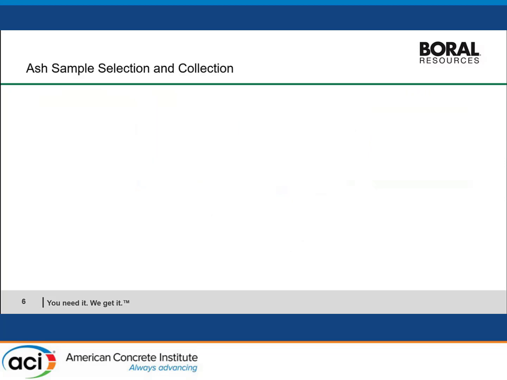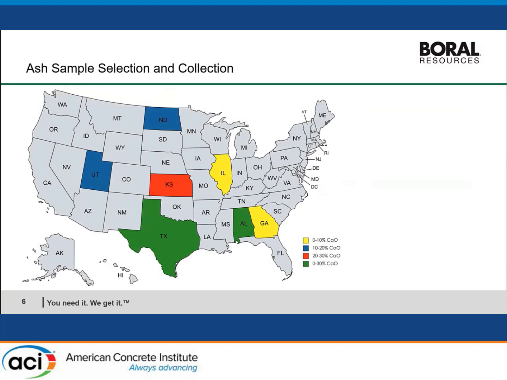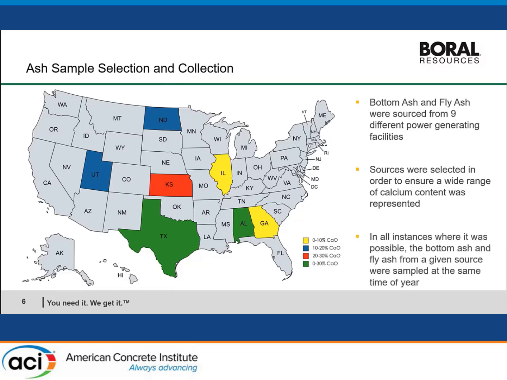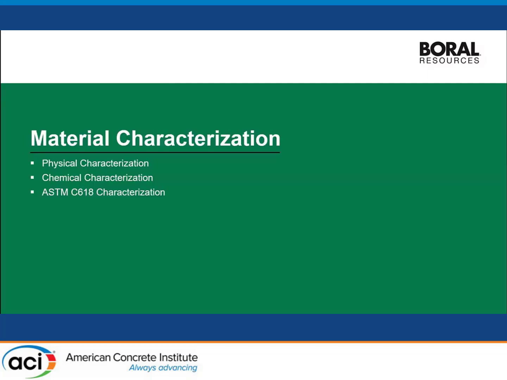So with that being said, to answer some of these questions, we gathered fly ash and bottom ash from 9 different power plants across different parts of the United States. And when collecting them, one of the goals in sourcing these materials was finding a range of calcium contents. As those of us who work in fly ash understand, the thing you think about when trying to guess at the performance of a given fly ash in concrete is going to be its calcium content. And so we want to be able to capture a range of that to make sure we understood those behaviors. And then in all instances where it was possible, we made sure that the bottom ash and the fly ash were sampled from the plant at the same time to avoid sampling errors.